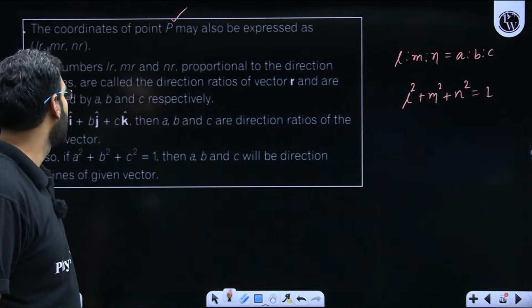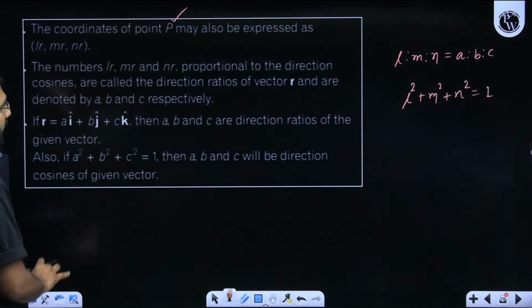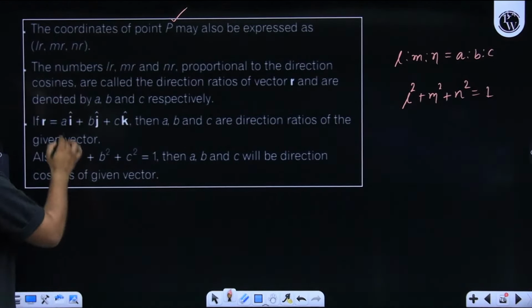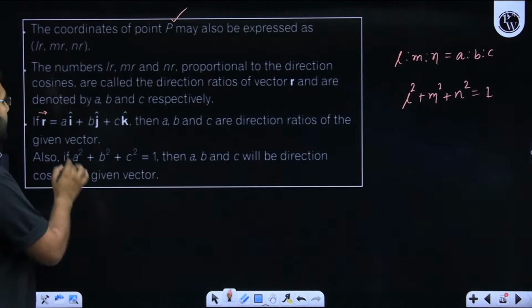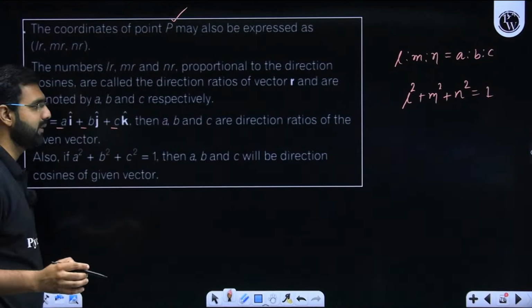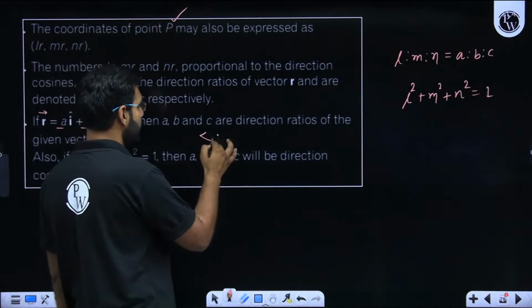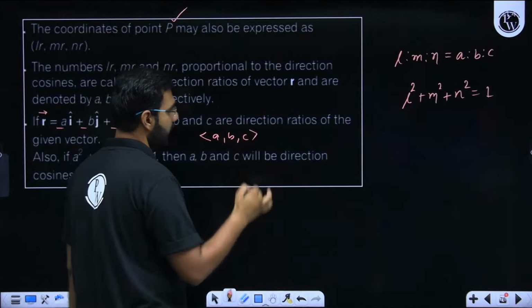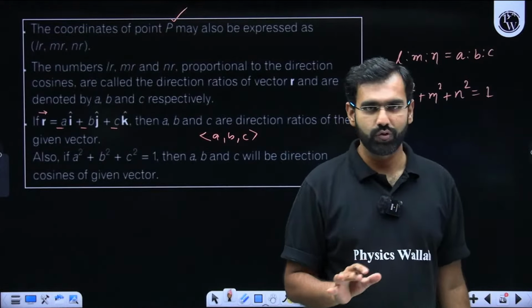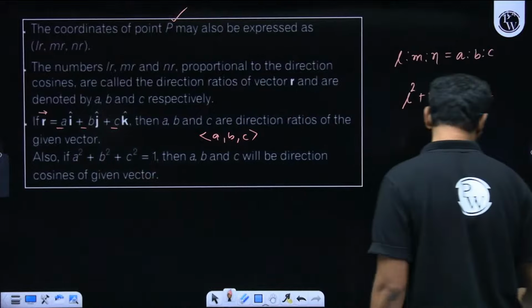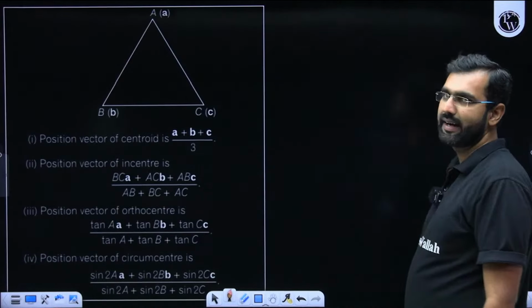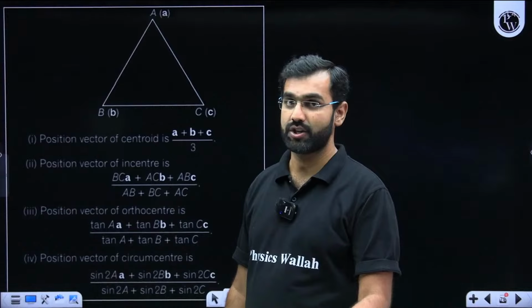Now from here, the next part. I hope you understand it. If vector R is given by A i cap, B j cap, C k cap, then here A, B, C are said to be the direction ratios of this vector R. I hope you remember that. No confusion on that. Then the next conclusion we have just discussed: if the sum of the squares of them is 1, in that case it is clearly going to be the direction cosines.